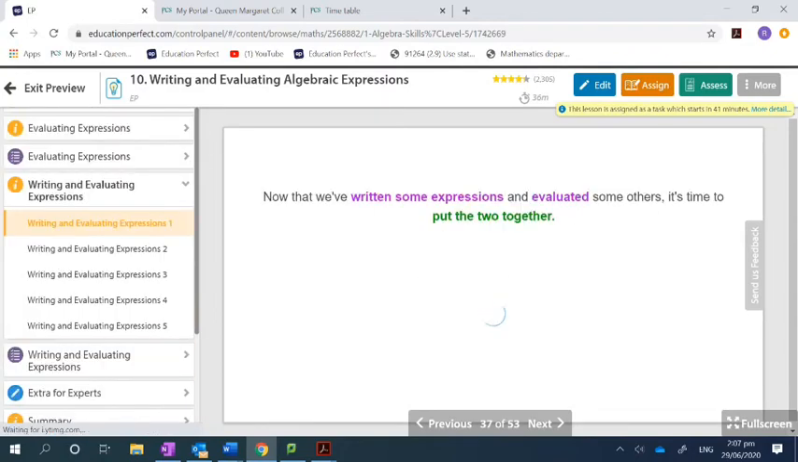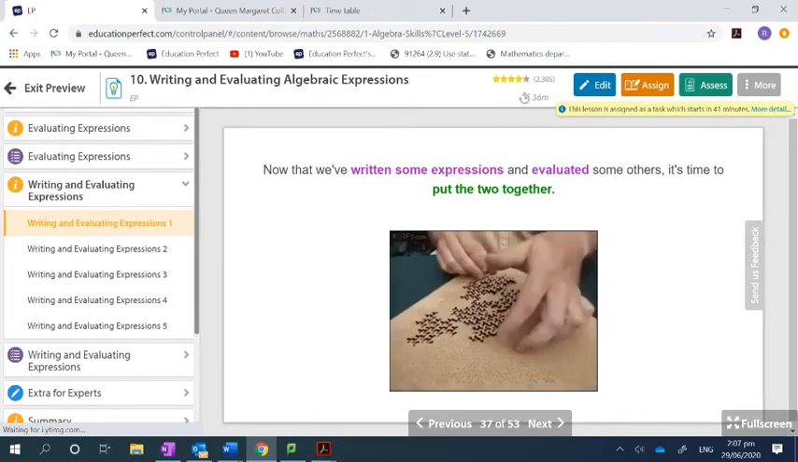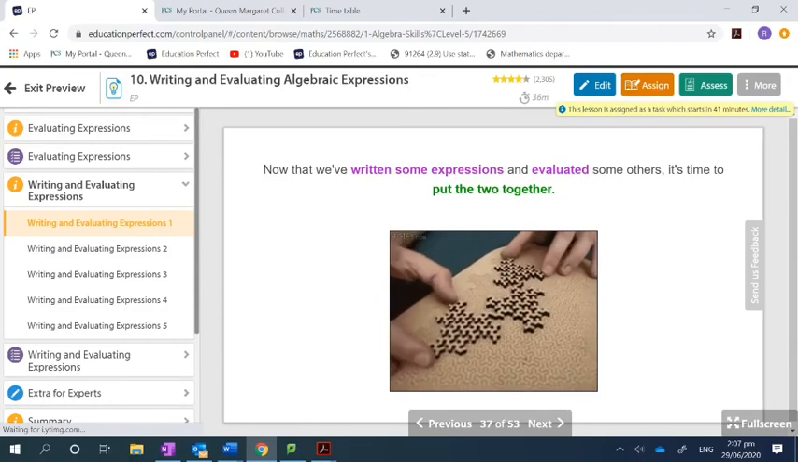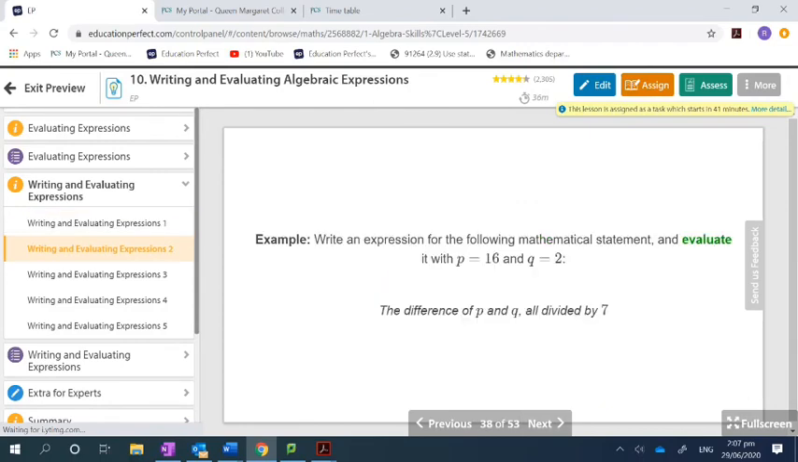And finally, the last step of this homework assignment is where we're going to put them both together. We're going to be given the expression in words. We're going to translate it to an expression. And then we're going to evaluate it. Okay? So let's look at what that looks like. So first, we're going to write an expression for the following statement and then evaluate it where P equals 16 and Q equals 2. So first of all, it says the difference between P and Q.